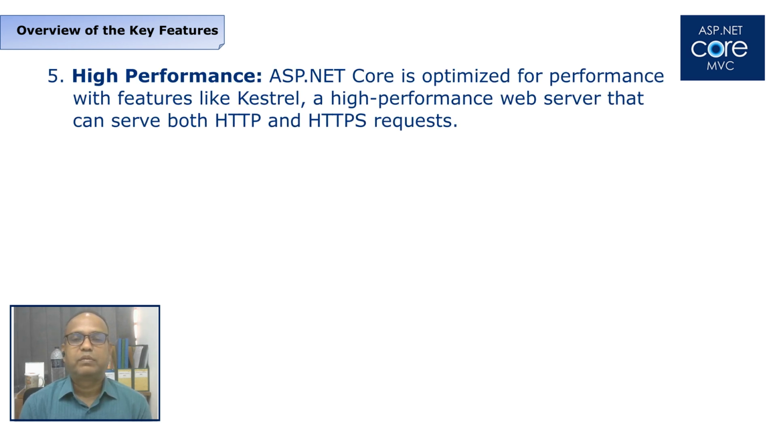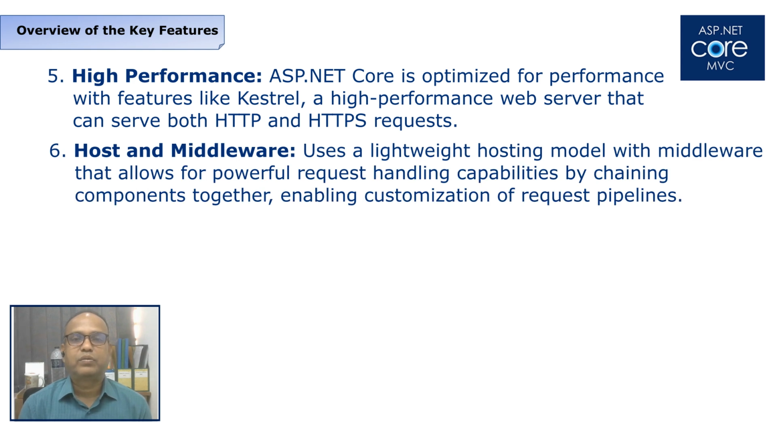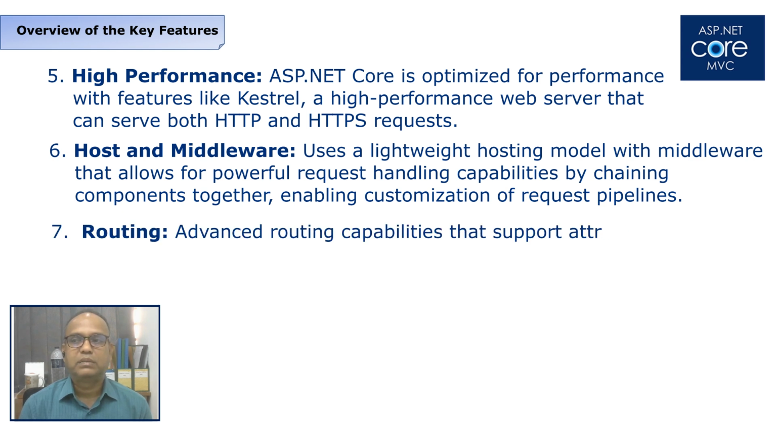Number 5. High performance. ASP.NET Core is optimized for performance with features like Kestrel, a high-performance web server that can serve both HTTP and HTTPS requests. Number 6. Host and middleware. It uses a lightweight hosting model with middleware that allows for powerful request handling capabilities by chaining components together, enabling customization of the request pipeline.